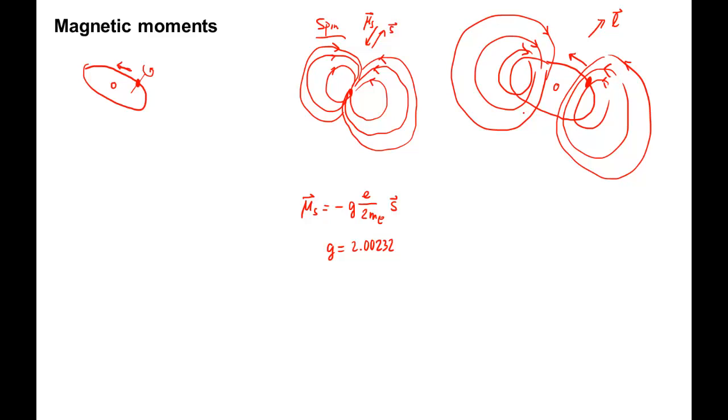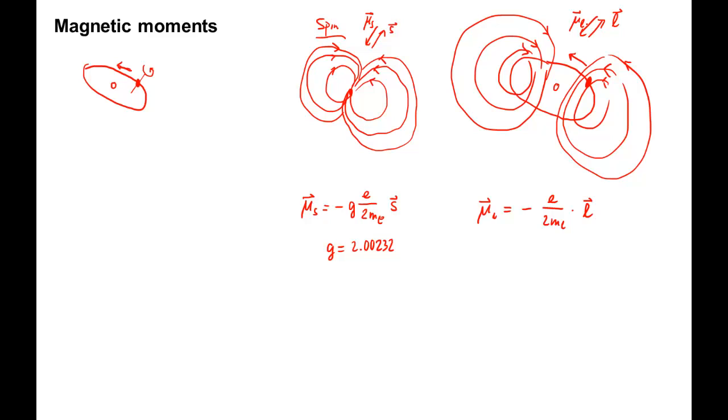The orbital angular momentum gives rise to an orbital magnetic dipole moment, which is given by μl vector equals negative e over 2 me times L, where L is the orbital angular momentum. Again, the negative sign here is due to the negative charge of the electron, so μl and L have opposite direction.